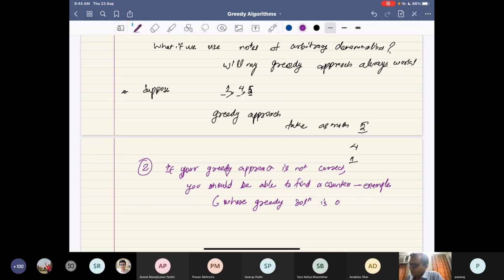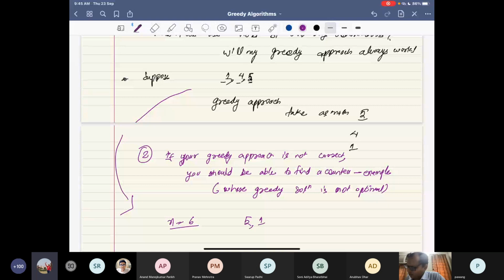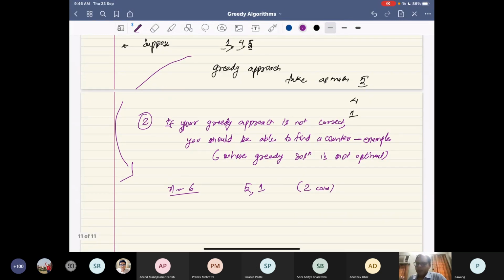Now, you have to understand that very carefully, right? Suppose for this problem, your n is 6. Will your greedy approach give you an optimal solution? Yes, it will give you an optimal solution. But what I mean is that there is at least some n for which it will not give you an optimal solution, and that is a counterexample. So what is the n for which it will not give you an optimal solution?